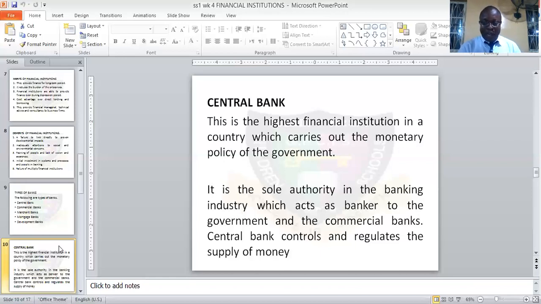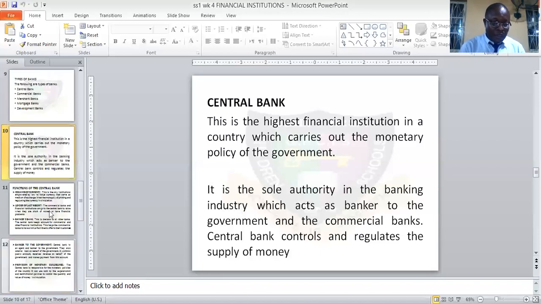Money available in circulation in a particular country is the supply of money. So you must know that. It's the central bank that will control this. And they are the only one that has the right to print our currency in the country. So you must know that. Commercial banks don't do that, and they don't accept deposits from the customers.